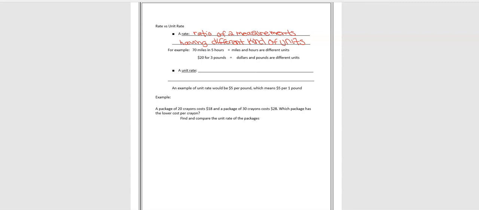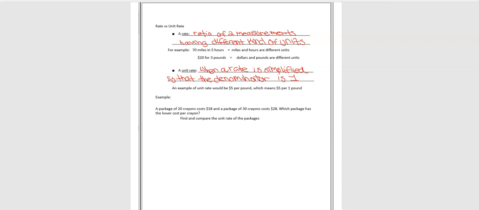Okay? So a unit rate is when a rate is simplified so that the denominator is 1. Okay, so an example of unit rate would be $5 per pound, which means $5 per 1 pound. Okay, so here's an example.